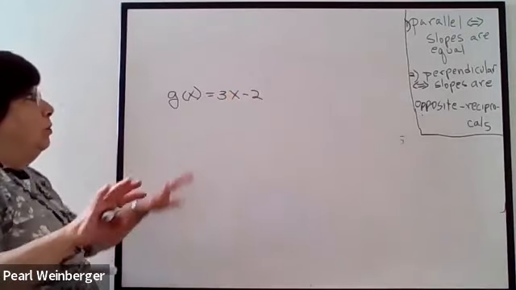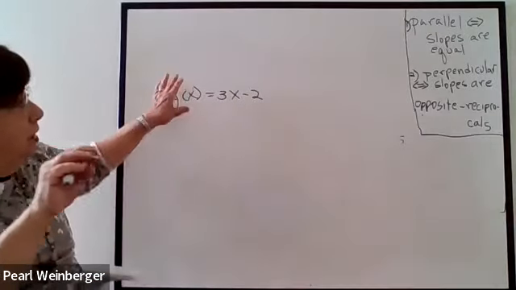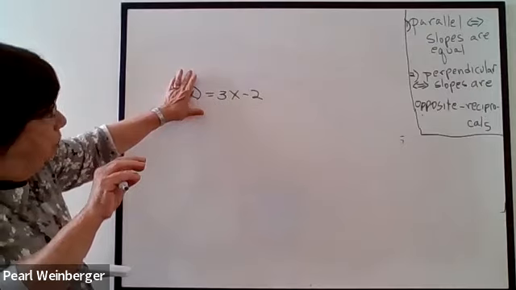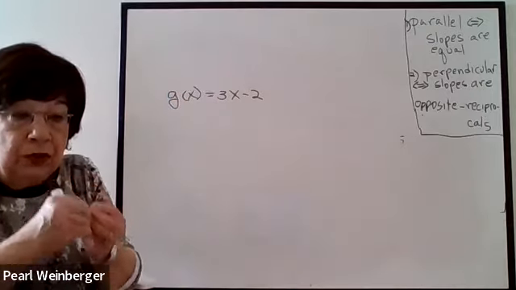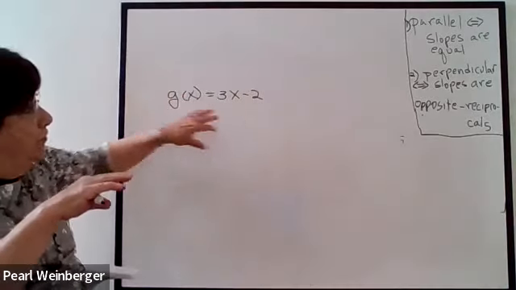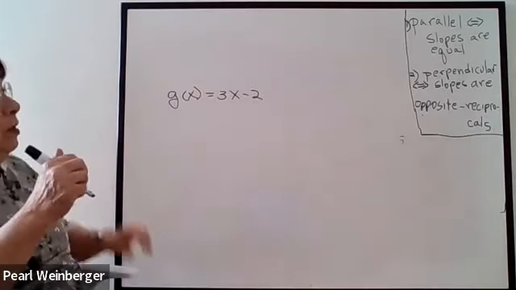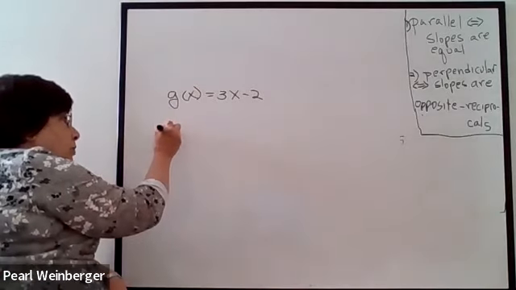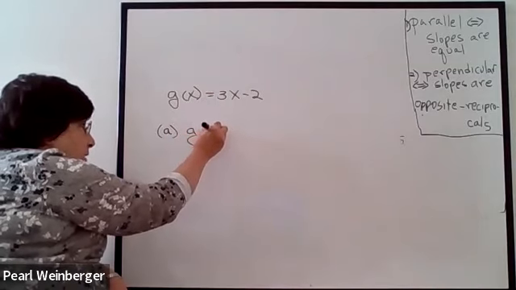Now we would know that this is what we call a linear function. Because if this was y, this would be y equals 3x minus 2. It's in the form of mx plus b. Graphically, g of x is another way of saying y. Okay, here's question 1. Find g of negative 1.